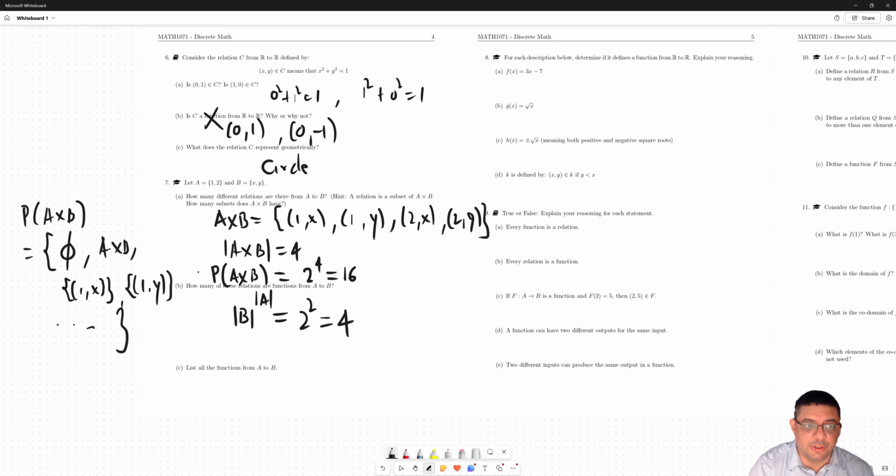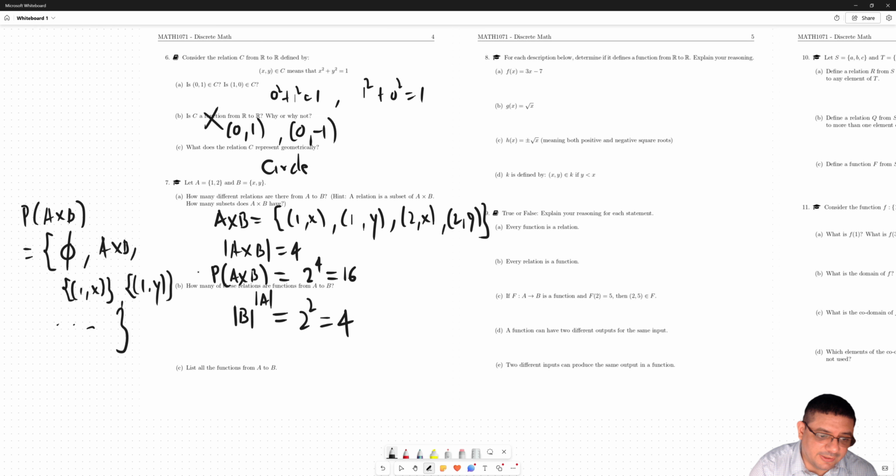If we're covering all the inputs, it means that if you have (1, x), you also have to have something with 2. 2 has to go somewhere. That's why we're restricting, and we have a smaller quantity of elements in here.